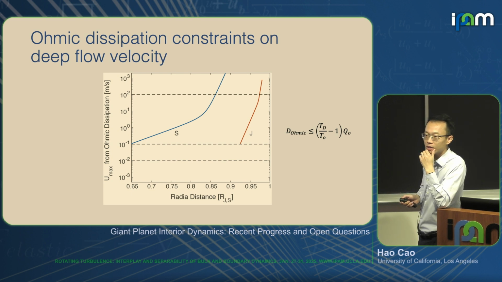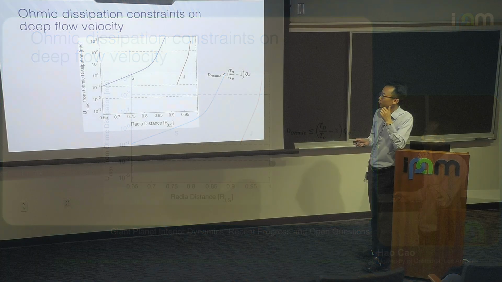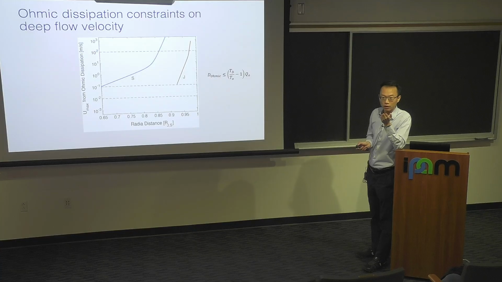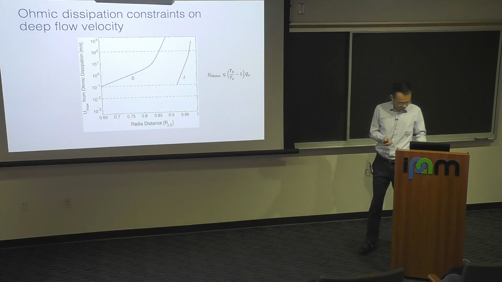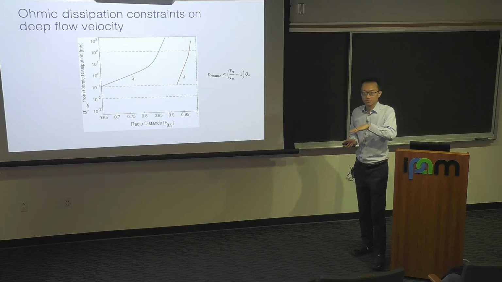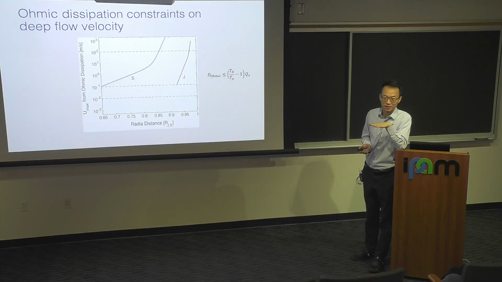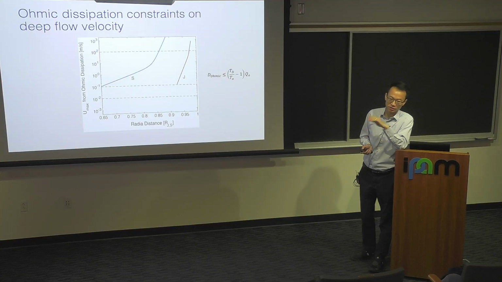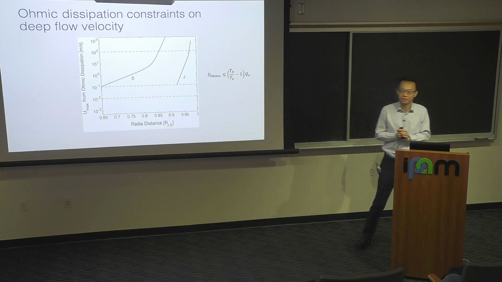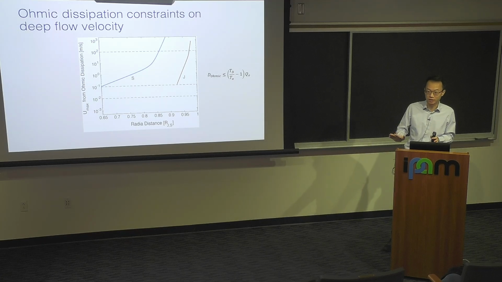Could you repeat, how do you do that? You project the wind along cylinders into the interior. Then you do a kinematic calculation because Rm is small. If you do a kinematic calculation, you can solve the induction equation to get the current J, then calculate the ohmic dissipation by integrating J squared over sigma. So it's a kinematic calculation.